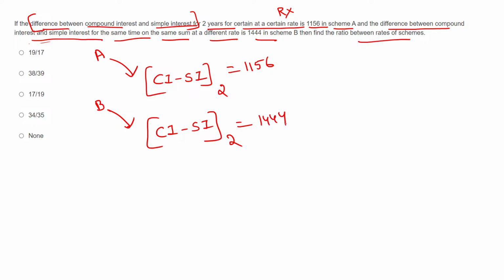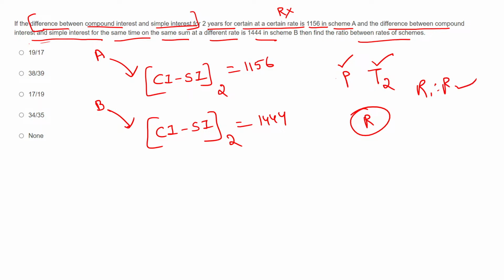But observe here, we are taking the same amount, that means we are going to have the same principal, and we are taking both of them for 2 years, that means the same time period, but you are having different rates of interest. Okay, so you need to find out the ratio of R1 is to R2. That's it. That's what you need to do here.